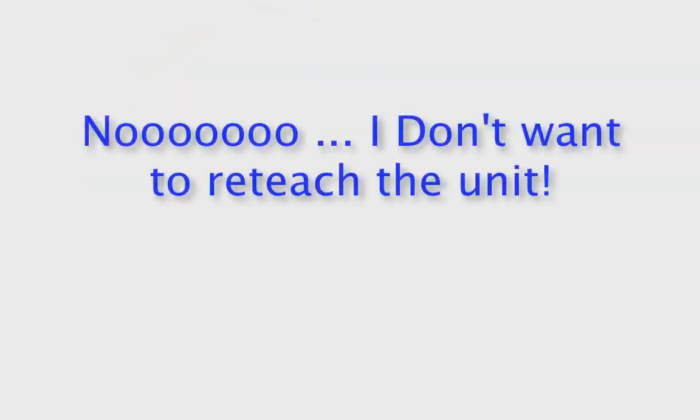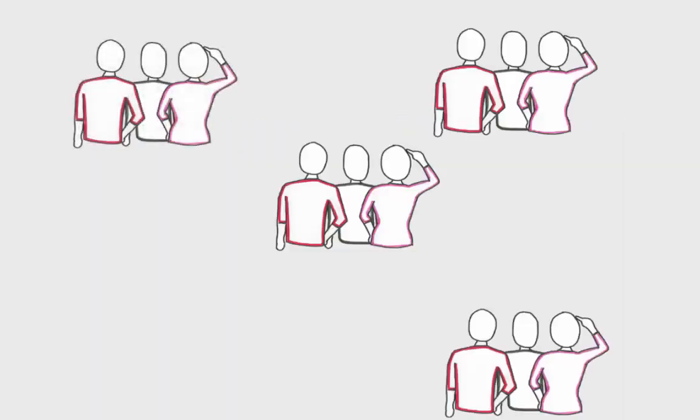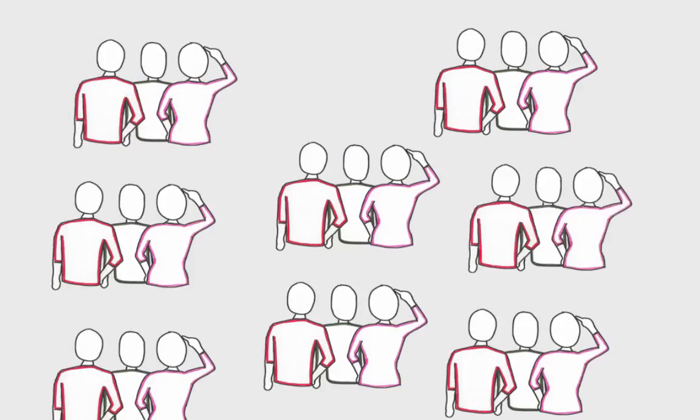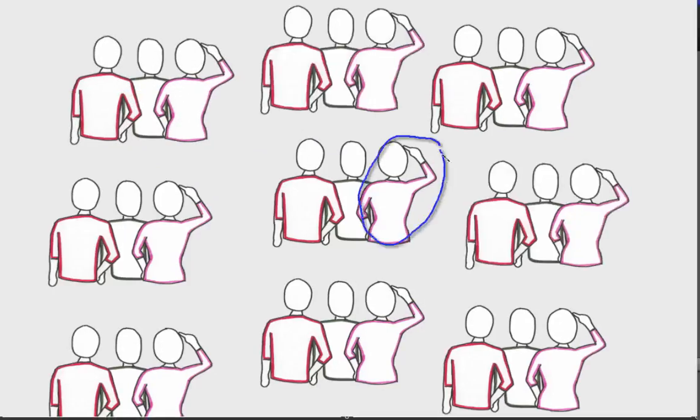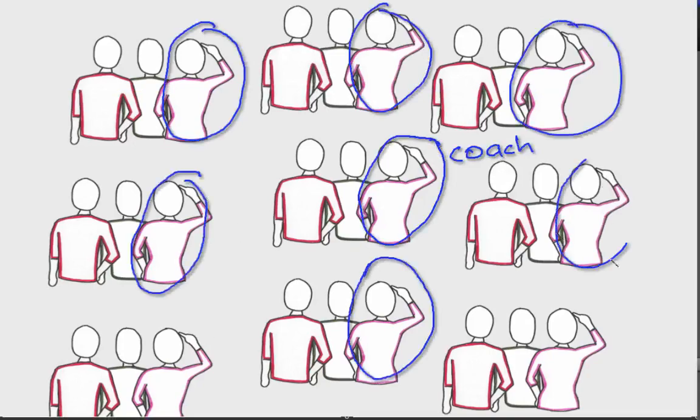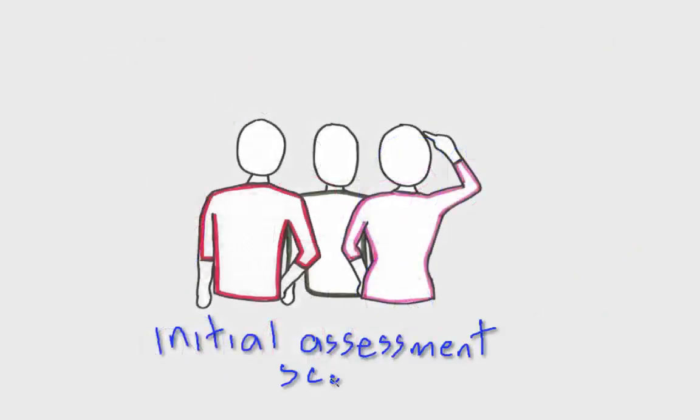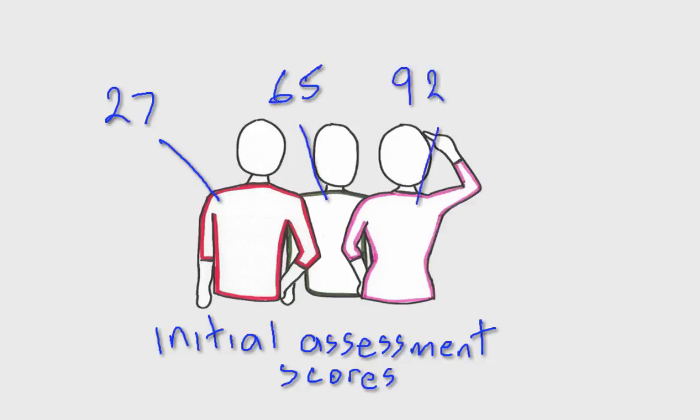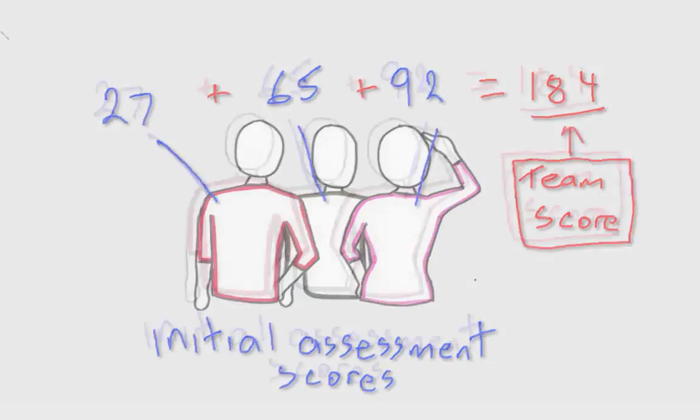The other factor which prompted me into action was that I just didn't want to have to reteach the unit myself. So this is what I did. I split the class into groups of 3, one student from each third. The student from the top third was the designated coach of their group. Each student's individual score on the original assessment was added to make the initial team total.